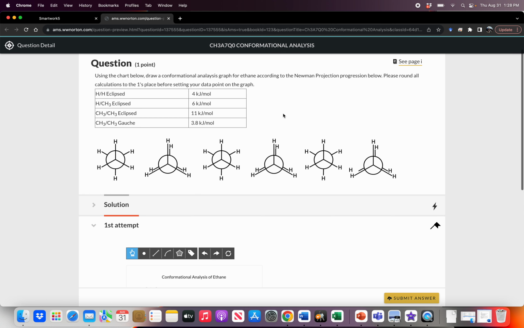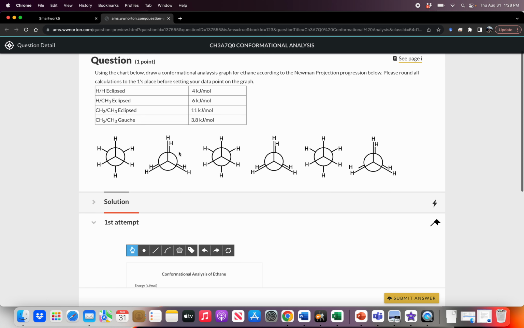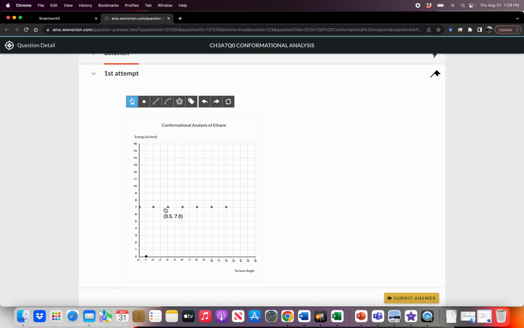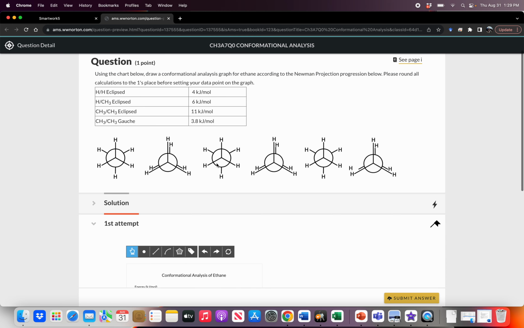Okay, I get up here, now I have my eclipsed conformation that has 3 HH eclipsed bonds. So each one comes with a penalty of 4 kilojoules per mole. So if I totaled everything up, that would give me 12 kilojoules per mole. So now I'm going to go between my next two data points up here and lay down this data point at 12. Okay, and we're going to continue on.